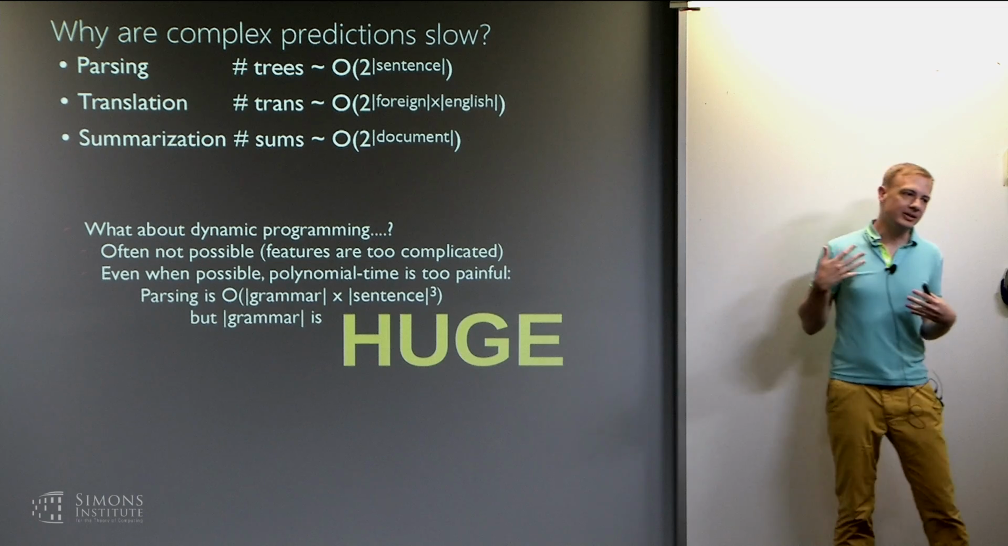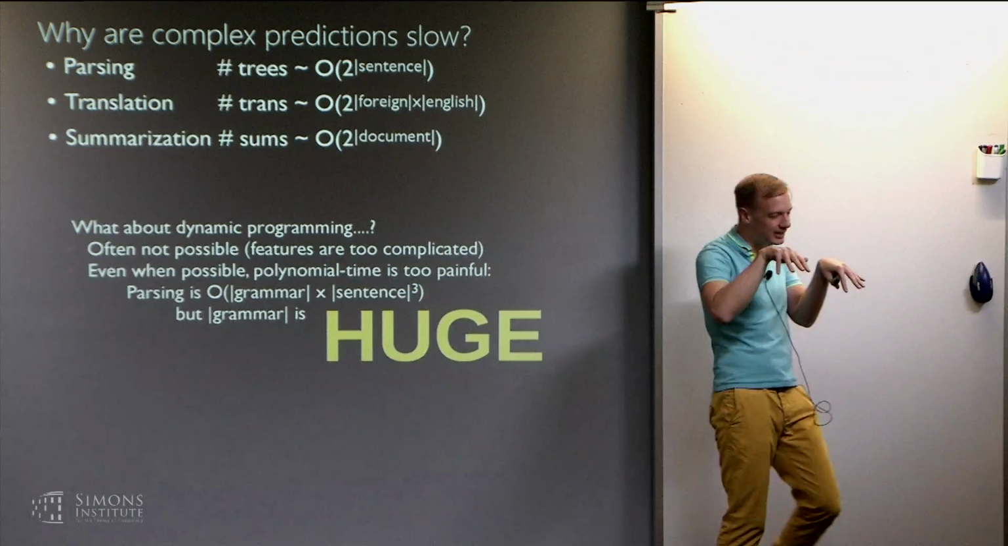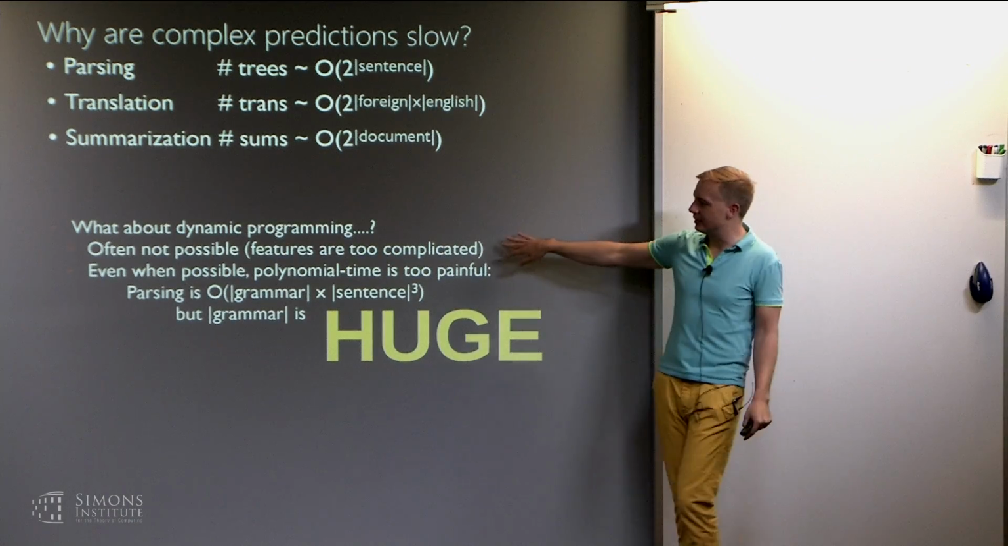And so you can hope that maybe you do dynamic programming. This works if your features are simple. So in sequence labeling land, if you assume Markov features, so things only depend on their neighbors, you can do dynamic programming. If you're in a tree space like parsing, if you assume context freeness, you can do dynamic programming.